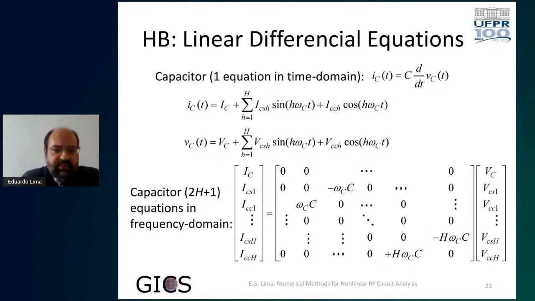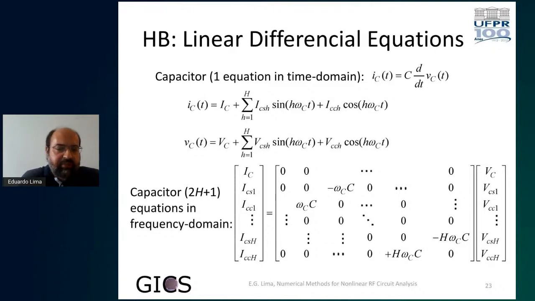In this slide, it is shown how to replace one linear differential equation in time domain into a set of 2 capital H plus 1 independent algebraic equations in the frequency domain. In a capacitor, the current at time t is equal to a constant capacitance C times the time derivative of the capacitor voltage at the same time t. Once again, voltages and currents can be written as the sum of DC constant values plus sines and cosines with constant amplitudes at fundamental and harmonics.